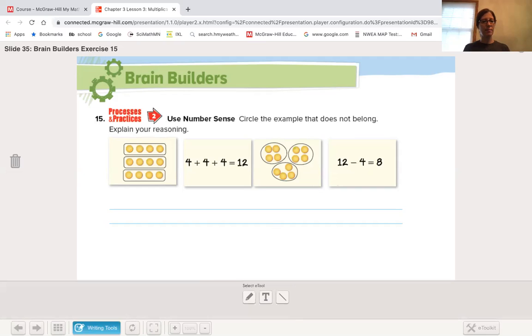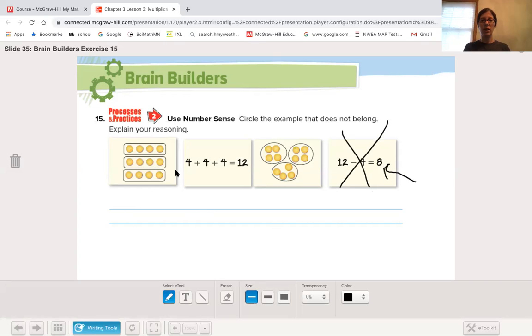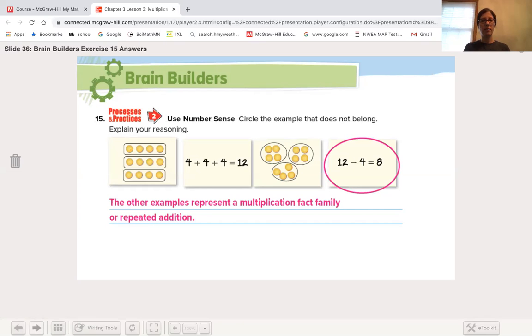You guessed it. This one. Now this one would belong if it was repeated subtraction the right way. It does not fit because it does not show the relationship like these 3 do. Multiplication fact families. This could have been a part of the division, but it was not continued. The other examples represent a multiplication fact family or repeated addition.